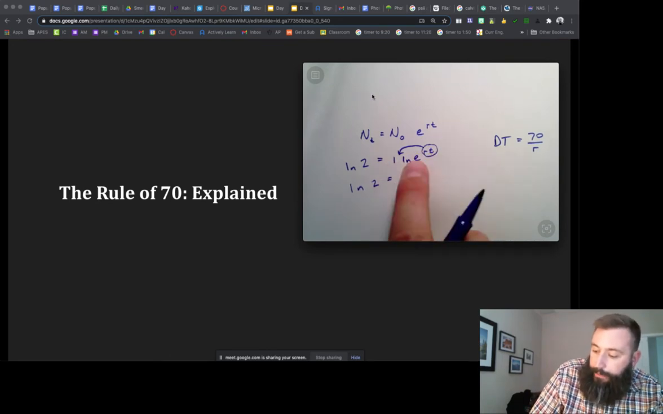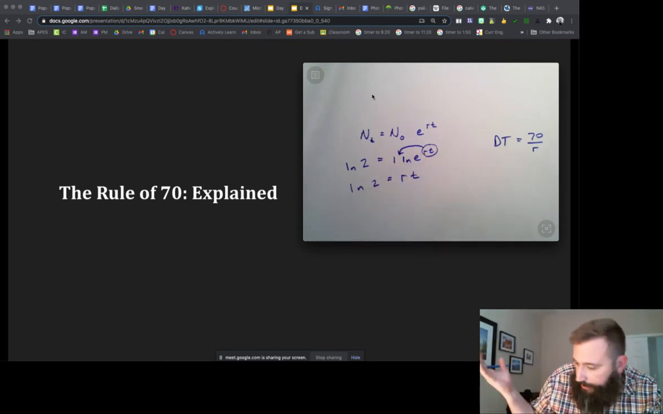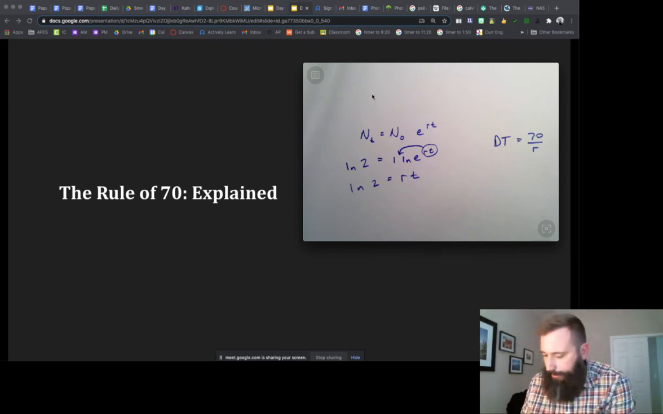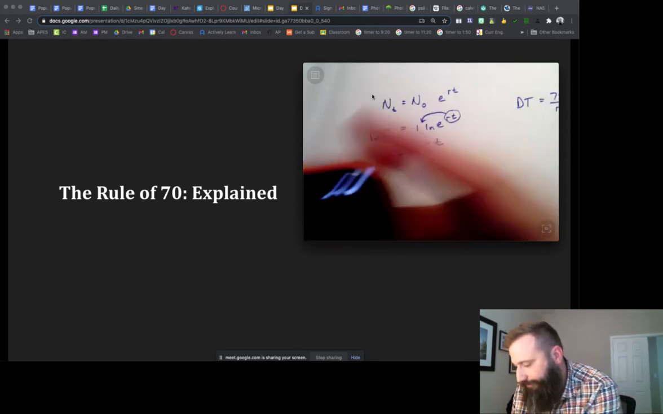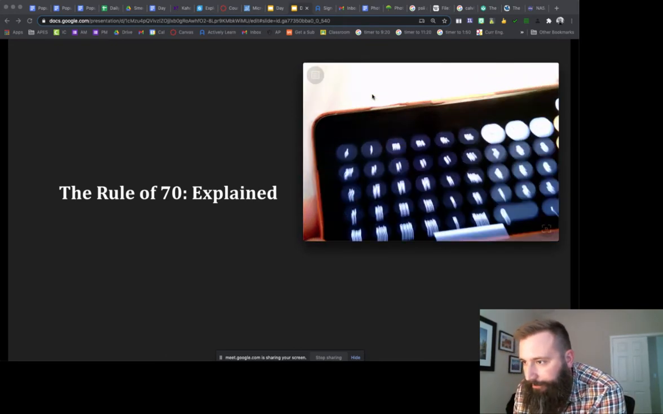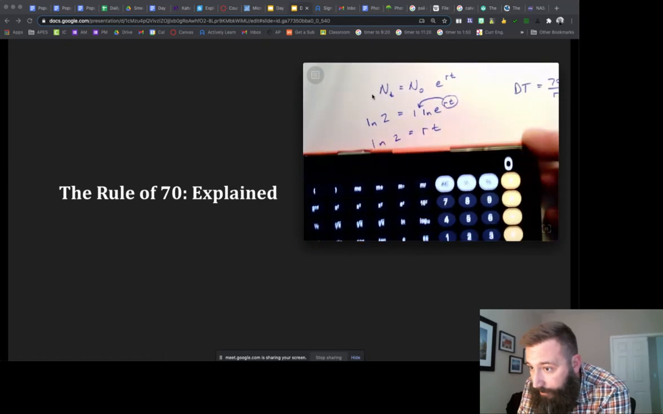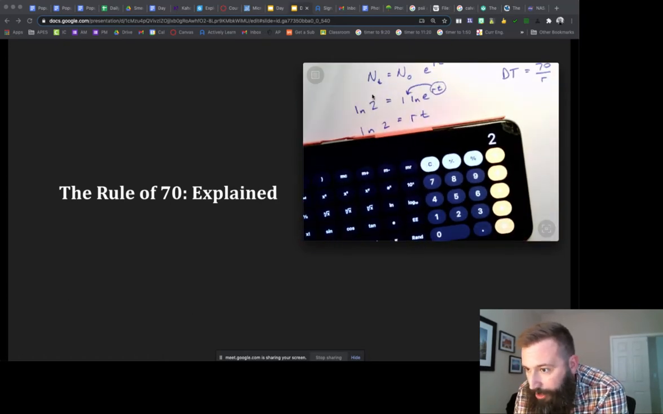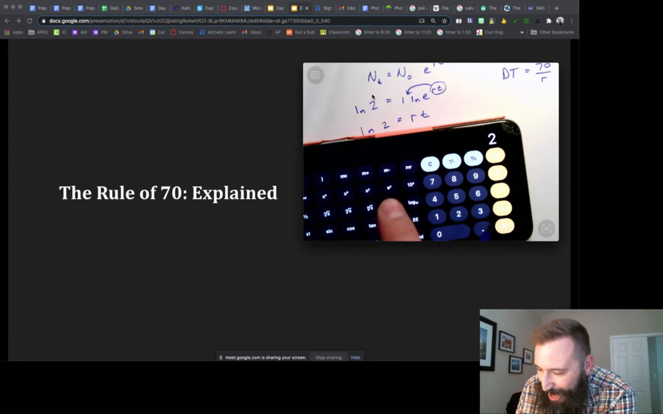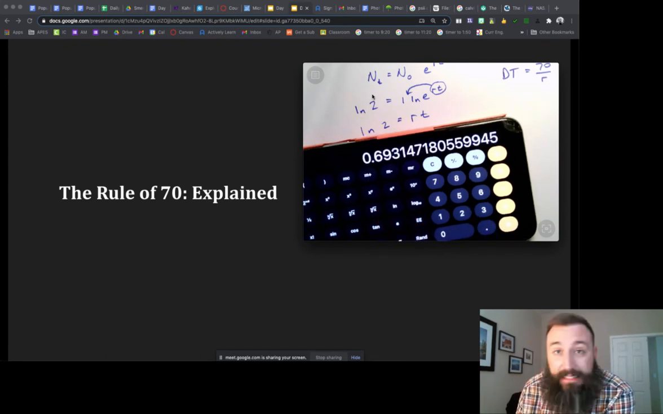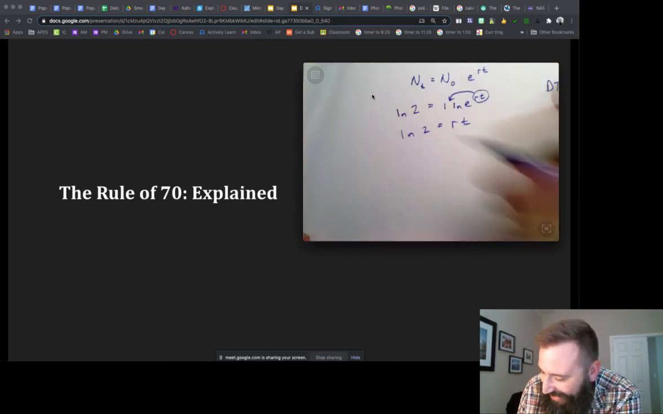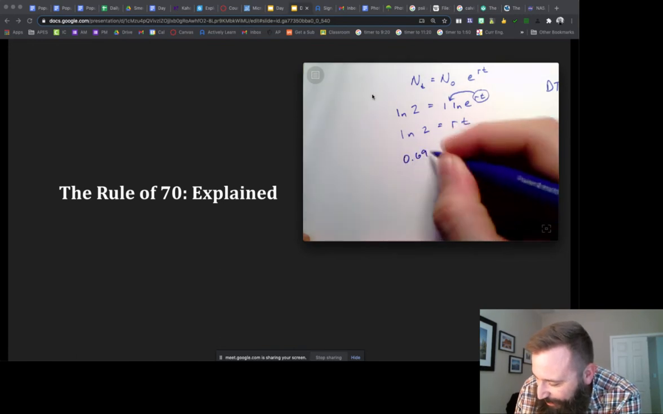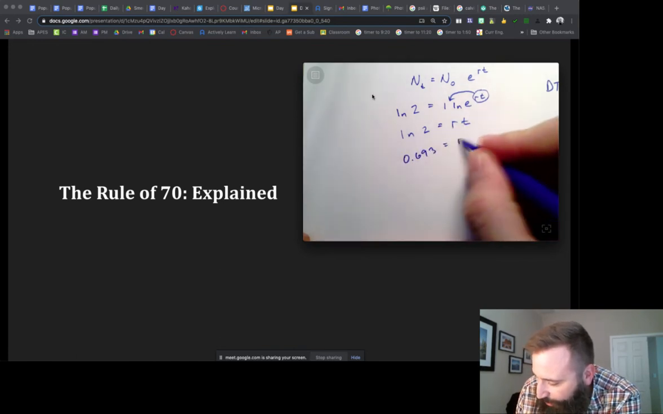Times 1, but I don't need to put that on there because it's implied. So this is the interesting part. The natural log of 2. I'm going to push the natural log button, ready? Almost 0.69, but 70 essentially. So think about this for a minute: 0.693, etc., is equal to RT.